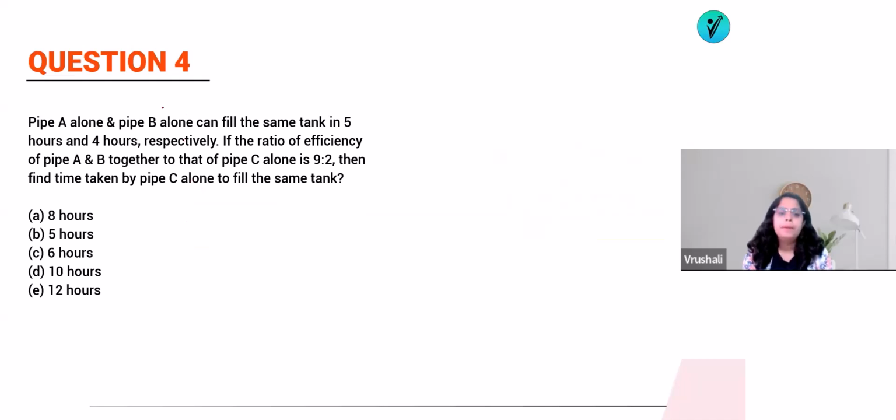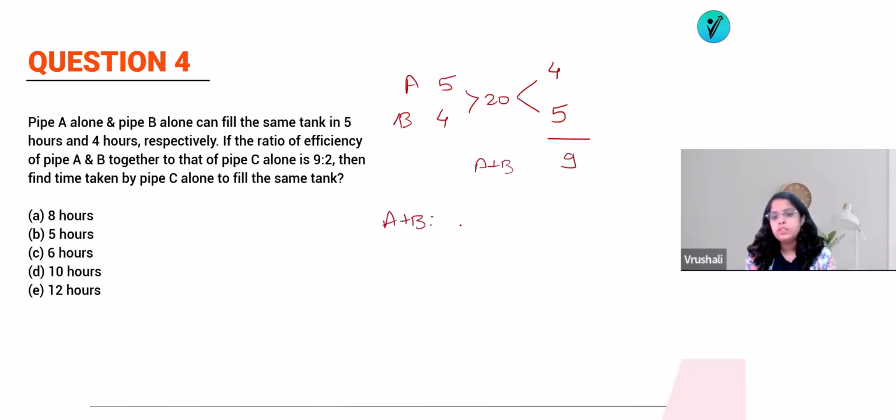Question number 4 is here. Pipe A alone and pipe B alone can fill the same tank in 5 and 4 hours respectively. A requires 5 hours, B requires 4 hours. So taking the LCM, the total capacity is 20, the efficiency of A is 4 and the efficiency of B is 5. The ratio of the efficiency of pipes A and B together to pipe C alone is 9:2. So the efficiency of A plus B is 9. A plus B to C is 9:2, meaning A plus B's efficiency is 9 and C's efficiency is 2.